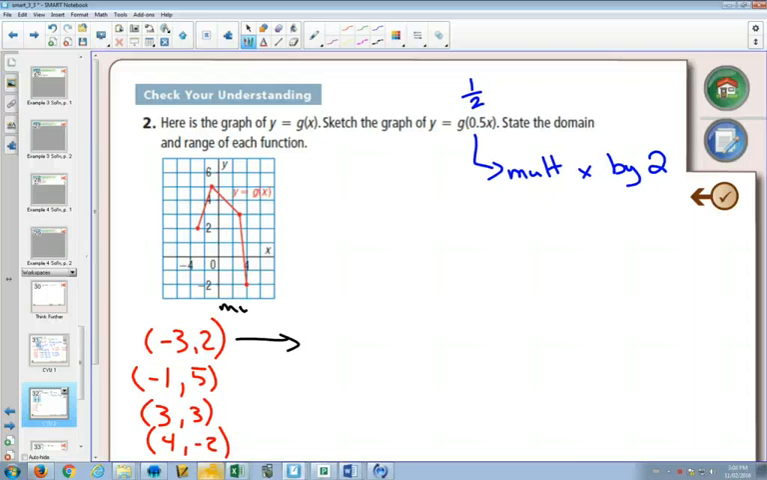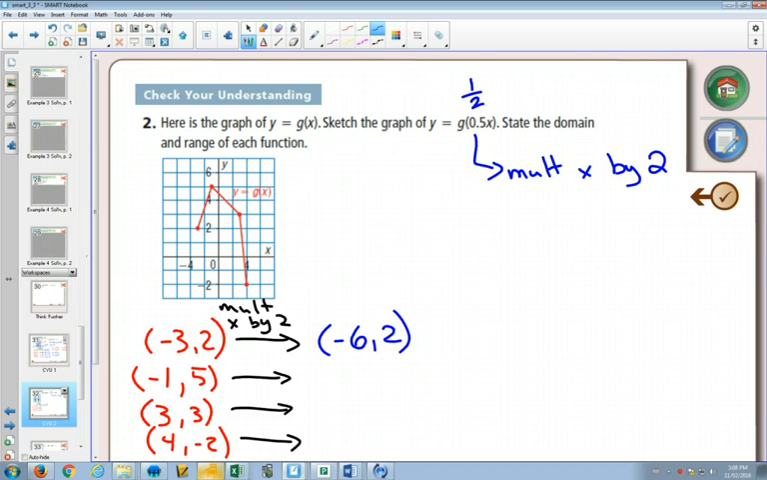We're going to multiply our x value by 2 and find out where each of these go. What's going to happen to negative 3 comma 2? It's going to change to negative 6 comma 2. So this point here, oops, that's too far, because we're counting by 2's, will be right there.